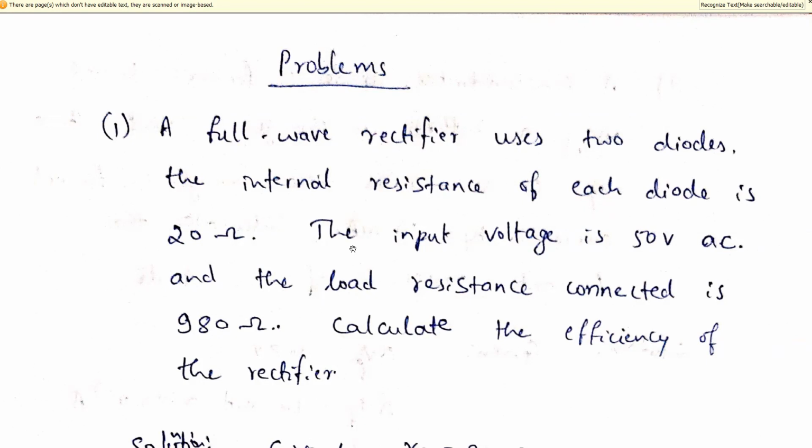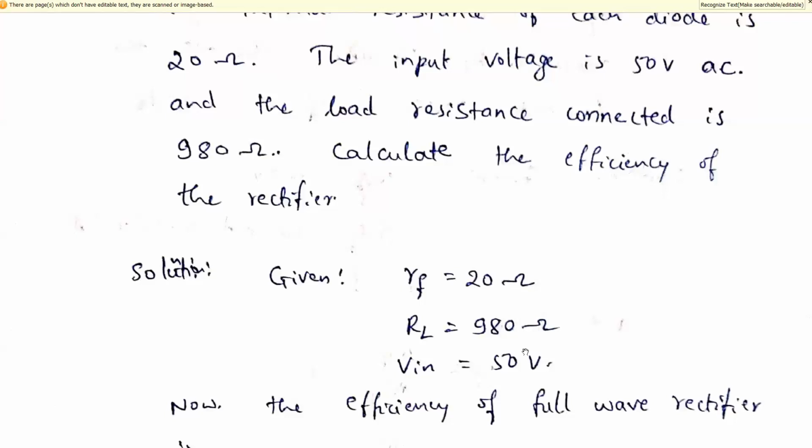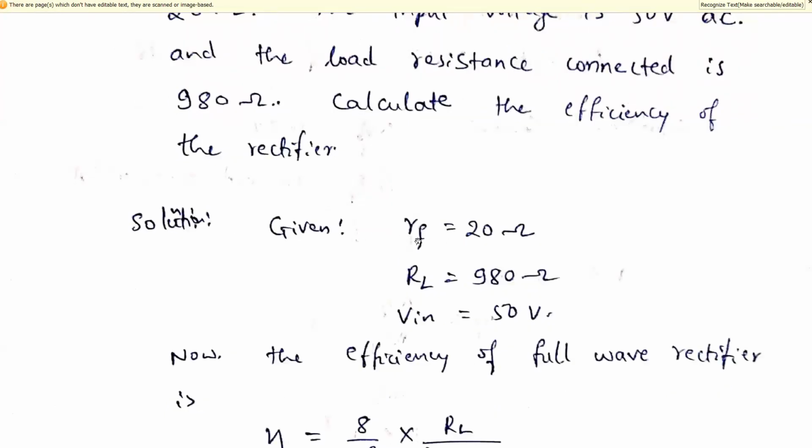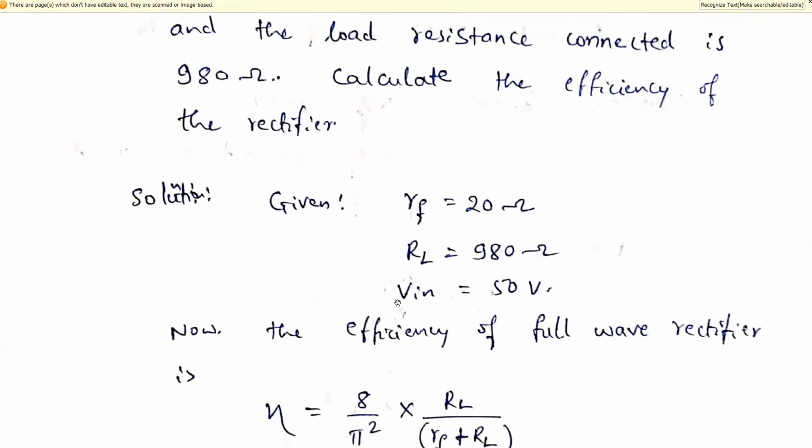Okay. So they have given that the internal resistance of the diode is 20 ohm. The input voltage applied is 50 volt AC and the output is taken at the load resistance, which is equal to 980 ohm. We have to calculate the efficiency of the rectifier. Solution. So what are the given quantities? Forward resistance RF is 20 ohm, and load resistance RL is 980 ohm, and input voltage V in is equal to 50 volt.